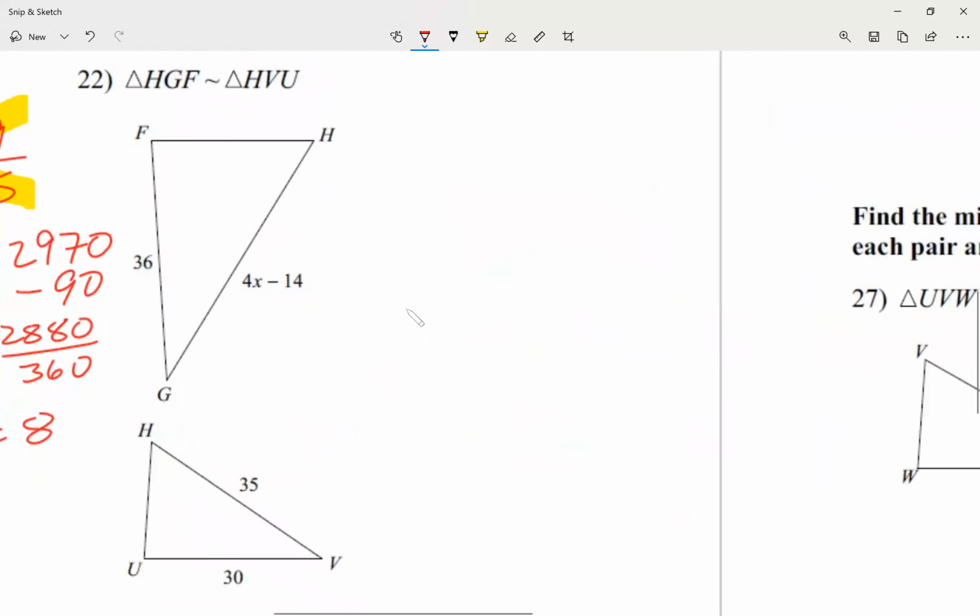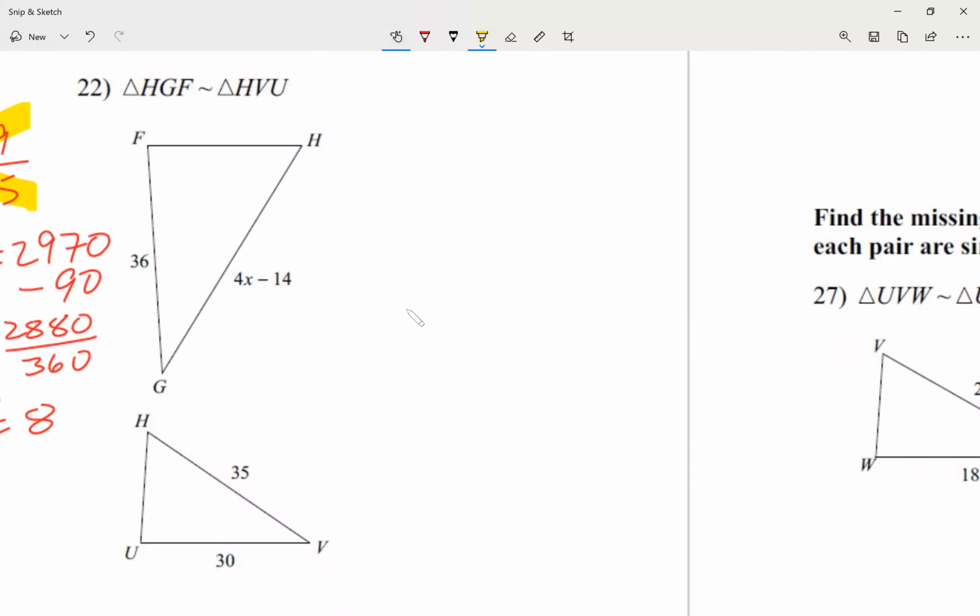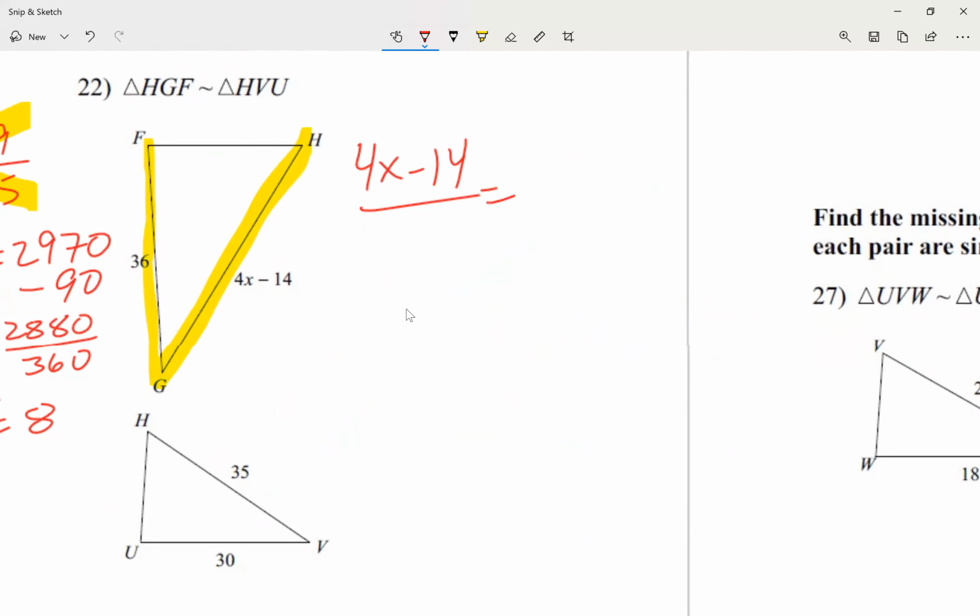Let's take a look at number 22. From one triangle, I'm going to use the measurements 4x minus 14 and 36. From the other triangle, I'm going to use the measurements 35 and 40. Now 4x minus 14, if it is the big side, it goes with 35. If it is the small side, it goes with 30. If you can tell, then just move on. If you cannot tell, then we're going to use the notation.